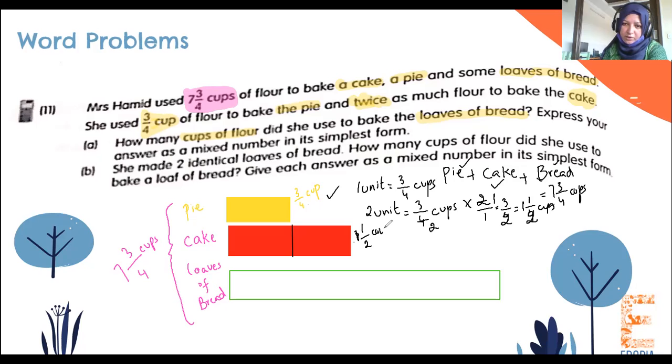Now from the total, you have to add these two together and subtract them from the total. Let's add them together. Pie plus cake will be equal to 3 by 4 cups plus 1 whole 1 by 2 cups.